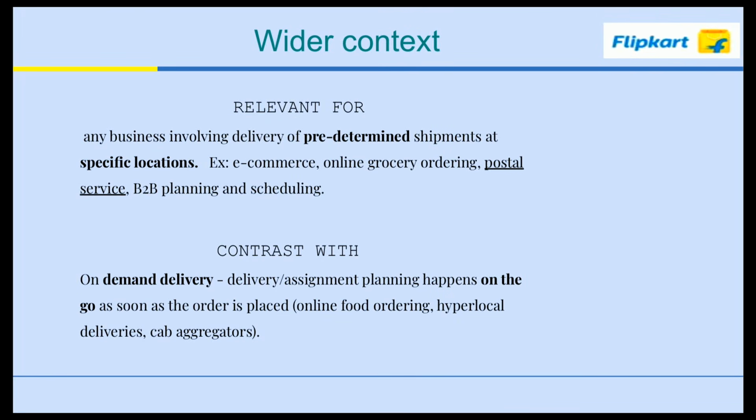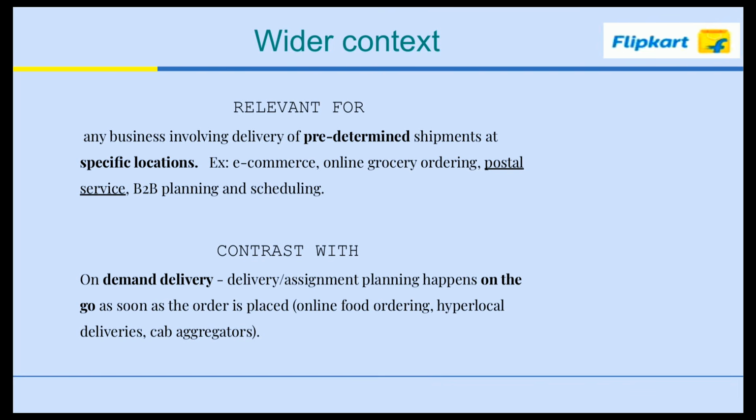Before I delve further into it, let me give you the wider context. Where is this applicable? It's applicable to any business where there is delivery of predetermined shipments at specific locations. So in addition to e-commerce companies, it's also, for instance, your online grocery ordering, as long as the shipments are determined beforehand. And most of B2B planning and scheduling most likely also happens that way.